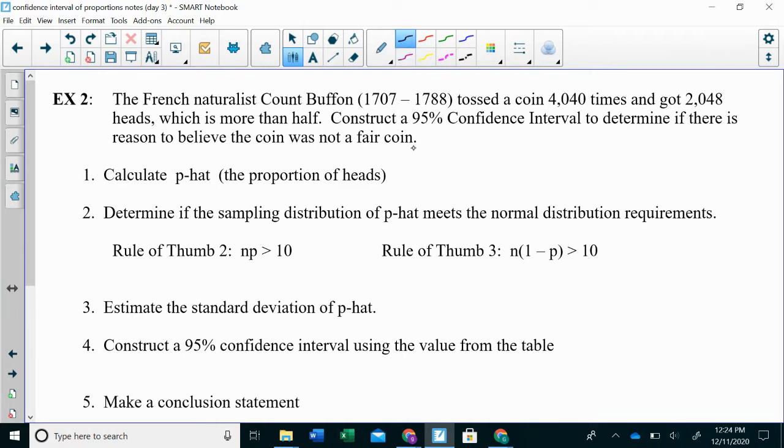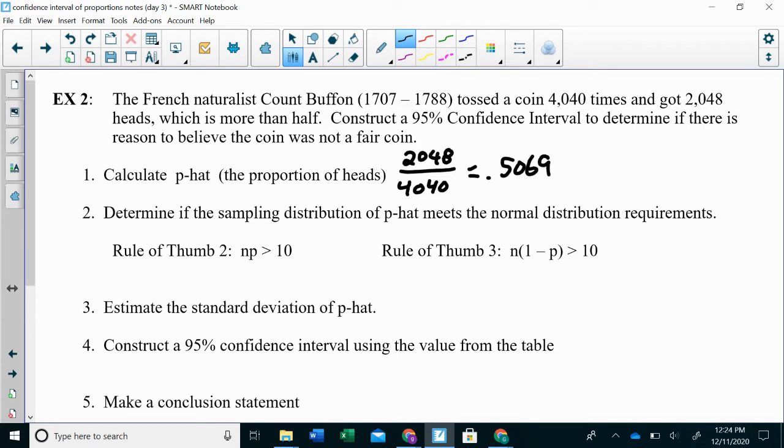Right? So Count Buffon had 2,048 heads up, and there were 4,040 times that he tossed a coin. That's the sample size. If we divide that, we get a probability of 0.5069.